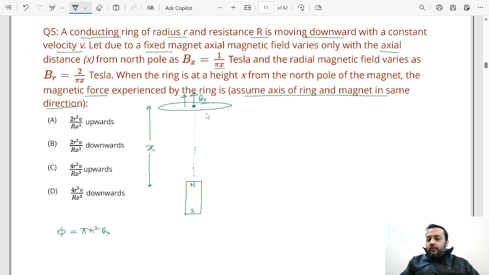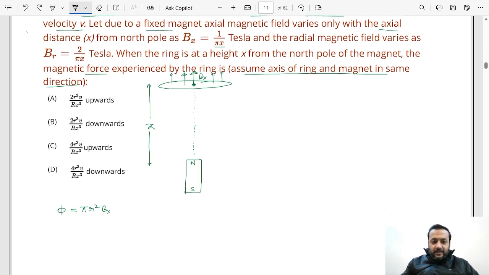Now the axial field will have the same direction everywhere, and this is the value of the axial field. The radial field will not create any flux, because the radial component of the field will be perpendicular to the area vector. You can see that the radial component will be going along the axis, so it is perpendicular to the area vector of the ring. The area vector will be along this direction. So the radial component will not create any flux, and this will be the value of the flux passing through the ring.